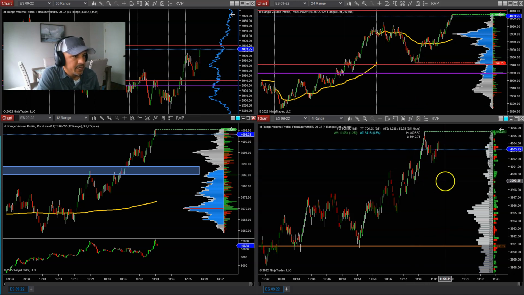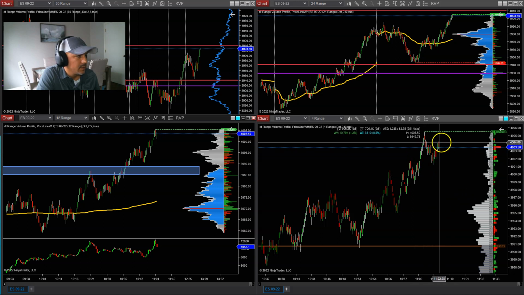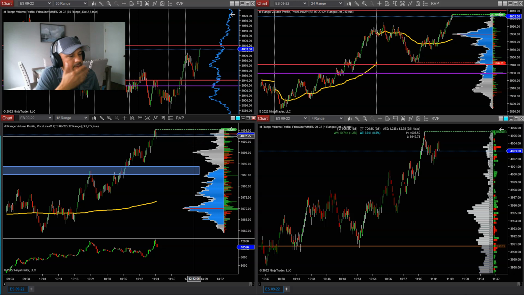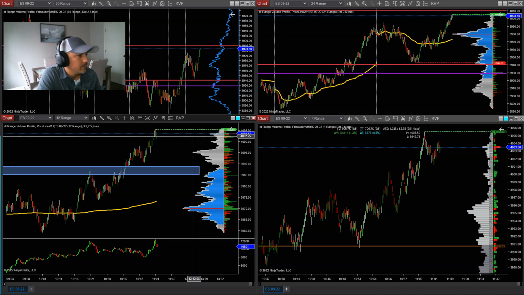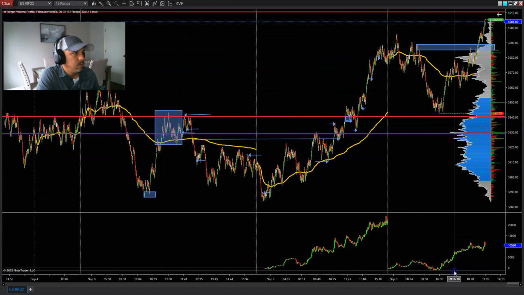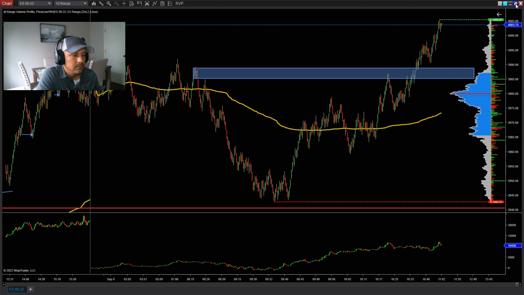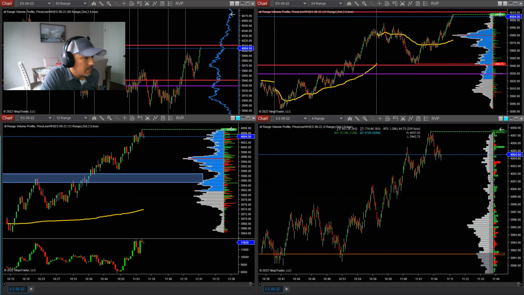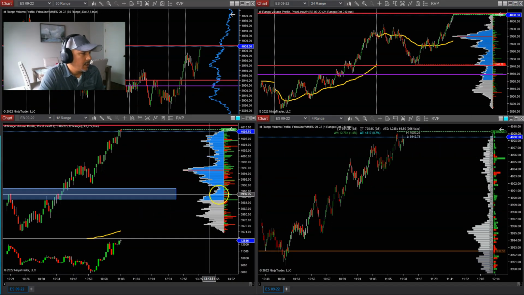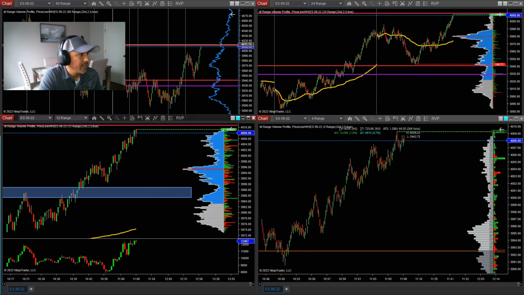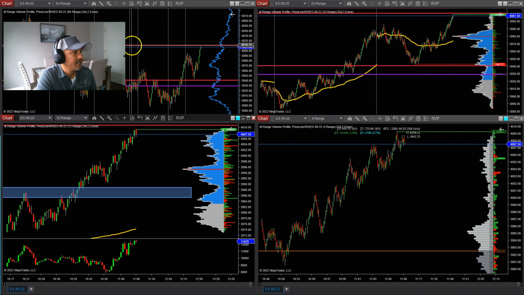But we are getting some rejection at this moment. See it on the 4 range. Price is building volume in this area. All right, let's see. Market is still pushing higher, but we gotta be careful because we have this area, like I said, this area of supply sitting up here. Major area of supply.